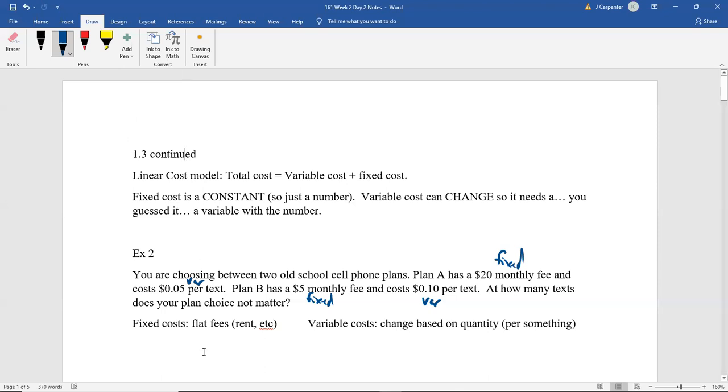All right, so Plan A. I have some of this stuff already typed up. I don't want to share that yet.